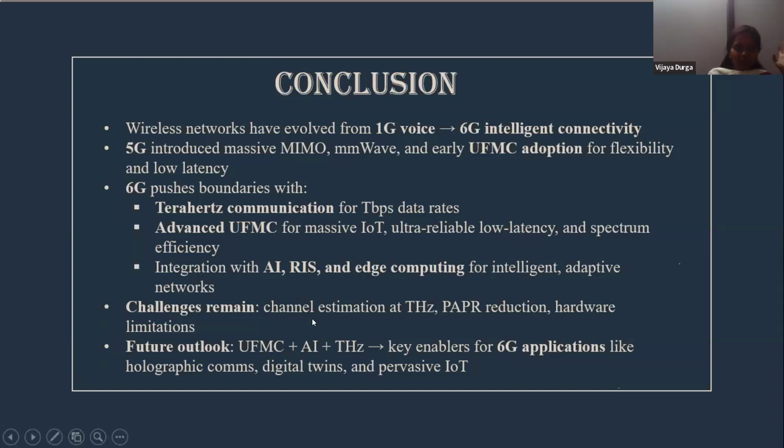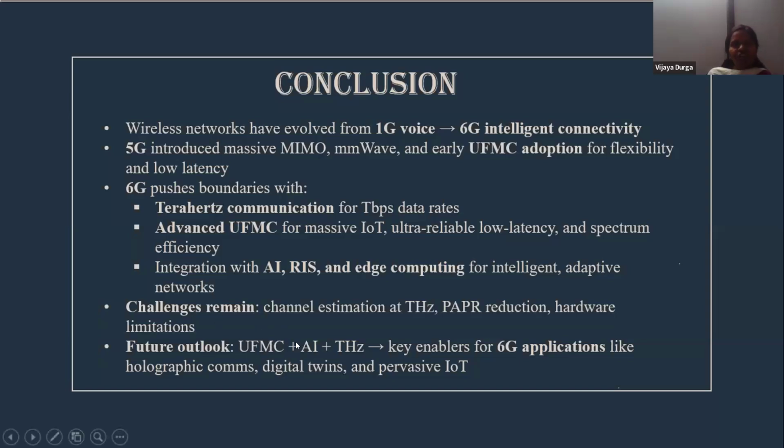The challenges that remain are channel estimation at terahertz, which is mandatory, and PAPR reduction, for reducing the nonlinearity in the power amplifiers and LED devices. Visible light communication is also one of the applications for 6G networks. If you go for VLC, you can use LEDs and lasers. LED again has nonlinearities, so to eliminate that, we can use PAPR reduction techniques here also. Then future outlook.